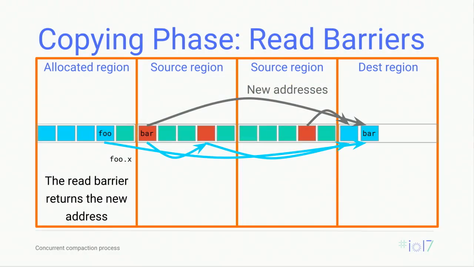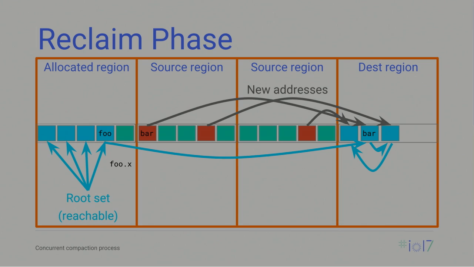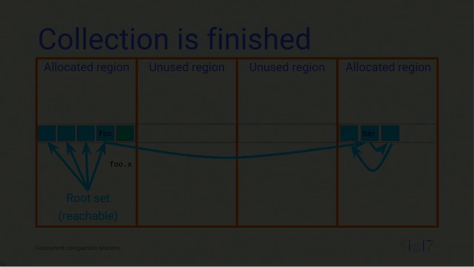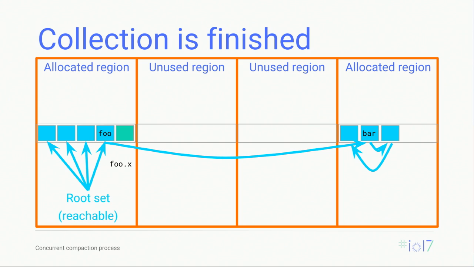The copying process continues copying and moving objects as well as doing read barriers if necessary until there are no longer any references to the source regions. At this point, the GC begins the reclaim phase. As you can see here, there are no longer any references to the source regions, so the garbage collector can free all of the RAM for these regions. And what we are left with is a heap that has much less wasted RAM compared to when the collection began.